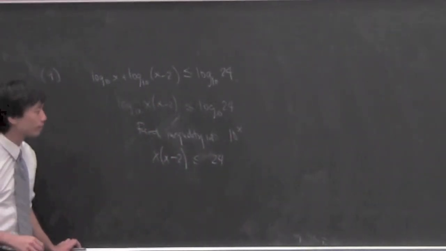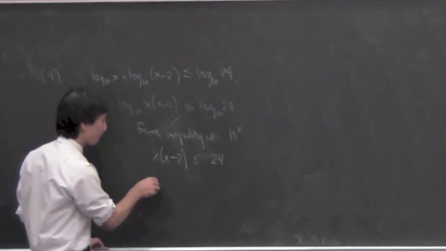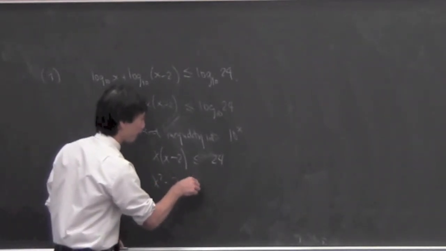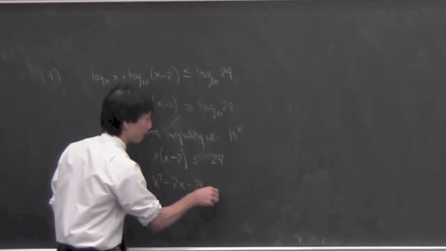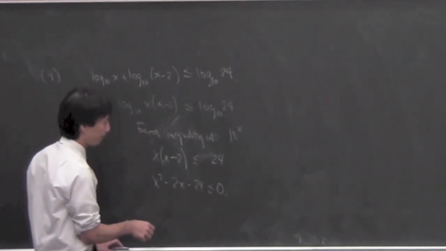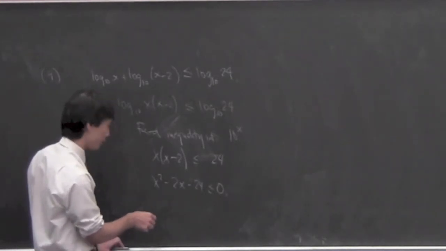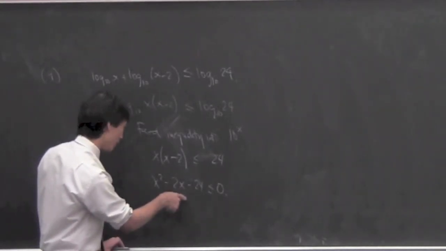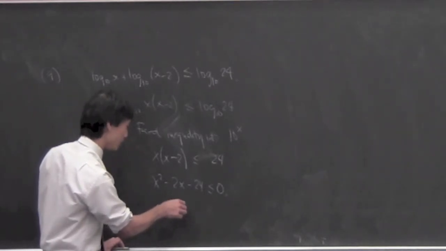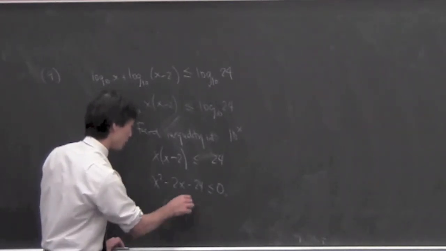Yeah, and then it becomes x squared minus 2x minus 24 less than or equal to 0. And I just got up to there, so you can use the quadratic formula, or factor it backwards into x minus 6 times x plus 4.